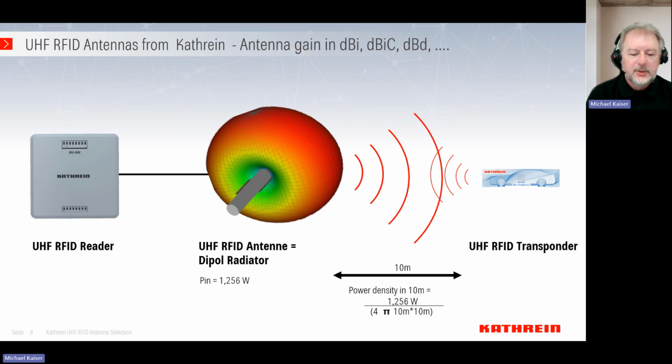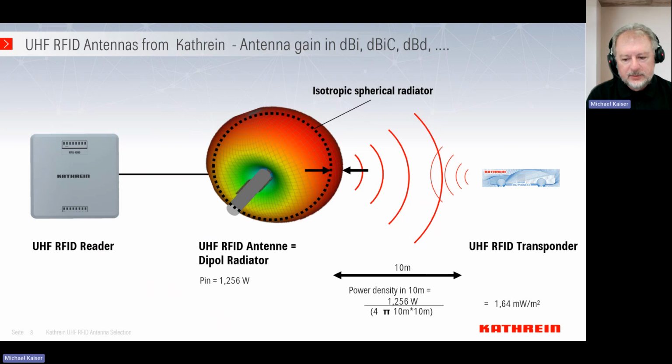In the direction 90 degrees left and right, we have less power or low power. In this case, we do the same. We feed in 1.256 watt, and in 10-meter distance, we have more power. Be careful, it's not more power in total, so we don't generate energy. The point is we focus the energy in this direction.